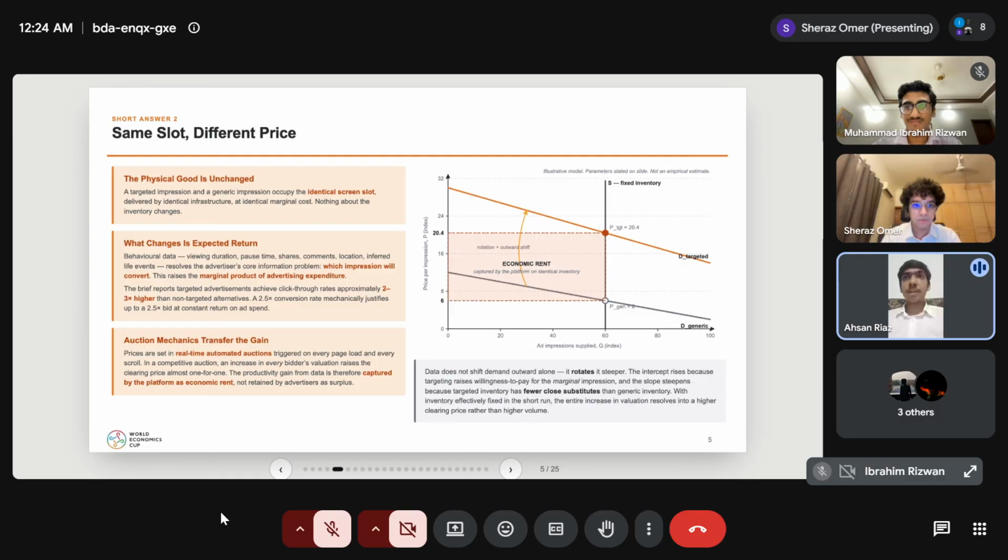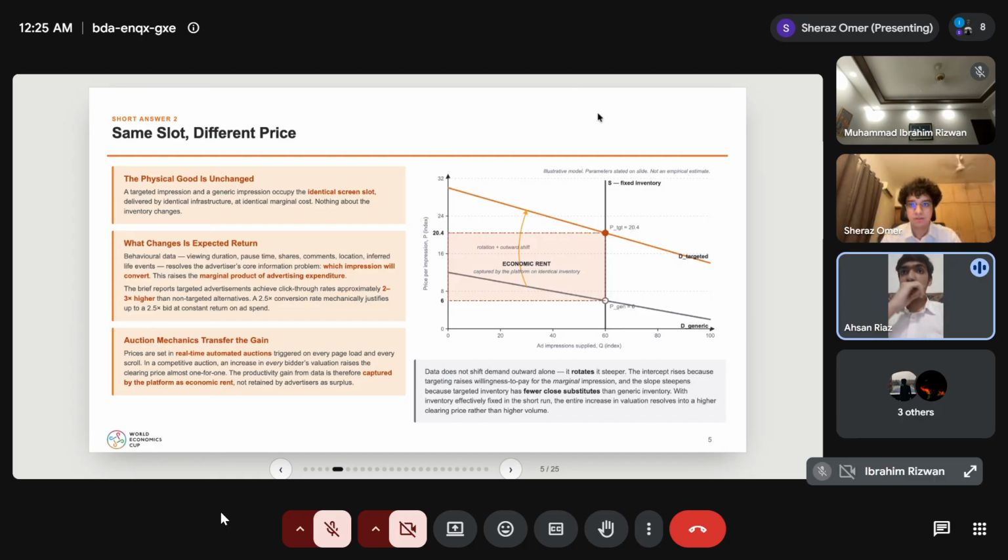The second short answer question asks why an advertiser pays more for a targeted advertisement occupying the same screen slot as an untargeted one. The infrastructure is identical in both cases. What differs is information. Behavioral data lets the platform predict which impression is more likely to convert, raising the marginal product of advertising expenditure. The brief reports click-through rates two to three times higher for targeted ads, because the inventory is fixed in the short run.